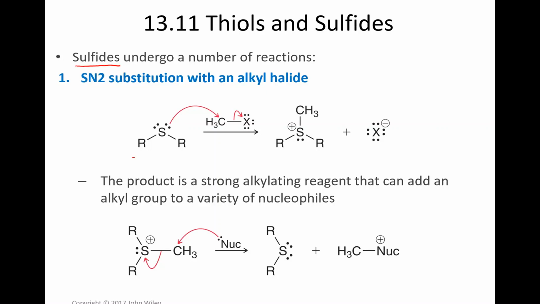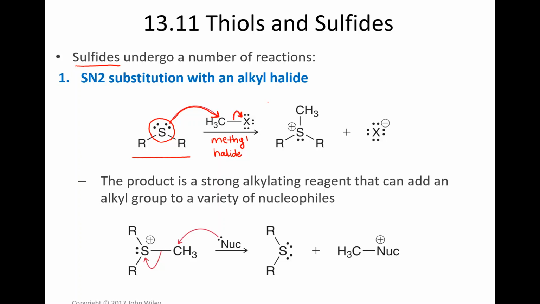Sulfides undergo a number of reactions. One is you can actually take a sulfide and treat it with an unhindered alkyl halide. So this is a methyl halide, which is unhindered. And the sulfide, the sulfur in particular, is nucleophilic enough, even without a charge, that it will attack and do an SN2 reaction. So attack this methyl and kick out the halogen as a leaving group.